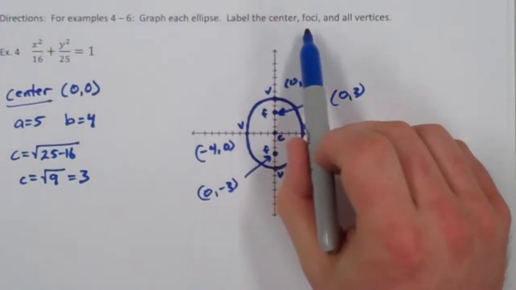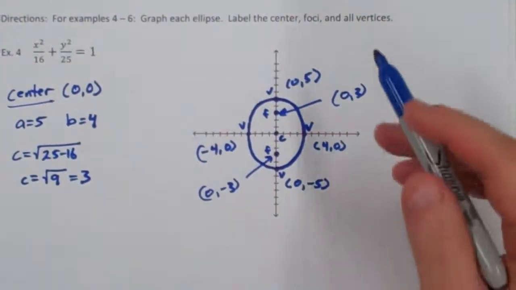Well, it says label the center, foci, and all vertices, graph it. Looks like we're all finished.